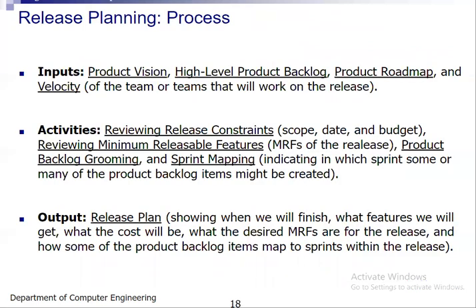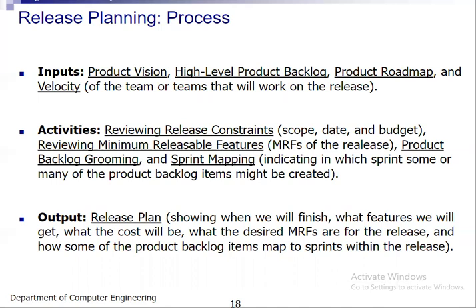Then release planning, right? For release planning, what input will be given? Of course the product vision, the backlog, the roadmap, and the velocity. Again we are going to discuss velocity in detail, but velocity is something like the development speed of your team, how fast your team does development. That is something called velocity. So the activities: reviewing release constraints, meaning how many features are expected, by which date, and what the budget is, and then MRF, meaning minimum releasable features.